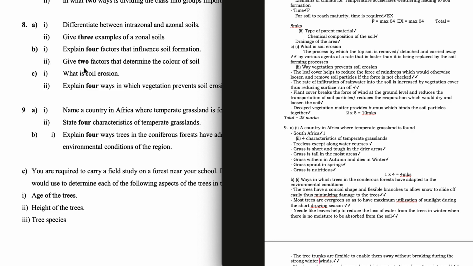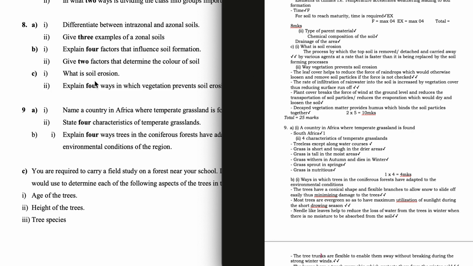Question 8B2. Give 2 factors that determine the color of soil. Type of parent material, chemical composition of the soil, drainage of the area.